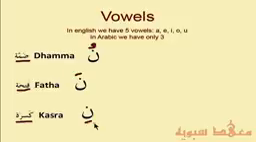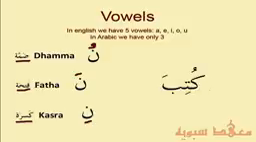Now, it's a good idea to memorize these three names, Dhamma, Fatha and Kasra, which will help you through your studies in Arabic. So let's do an example of a word that has these three vowels in the word. So let's try to pronounce this word. We have this is a kaf, so it has a k sound, and on top of it is a dhamma, so there's an u sound. So that would be ku. Then we have the ta with a kasra, so that would be ti. So ku ti.